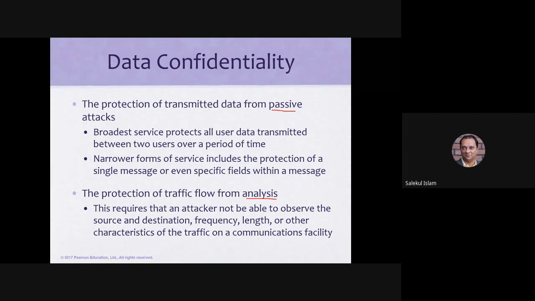So the broadest service protects all users' data transmitted between two users over a period of time. And narrower forms of service include the protection of a single message or even specific fields within a message. So you can have some fine-grained encryption. That means sometimes we don't encrypt the whole message, because in the whole message we have some header portion and some non-sensitive data portion.